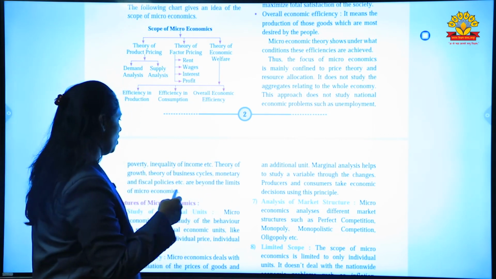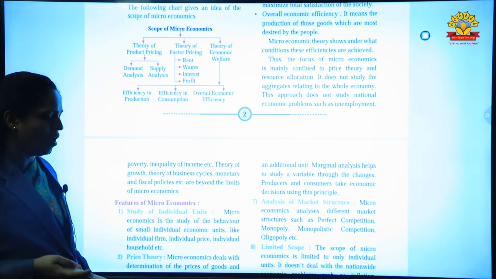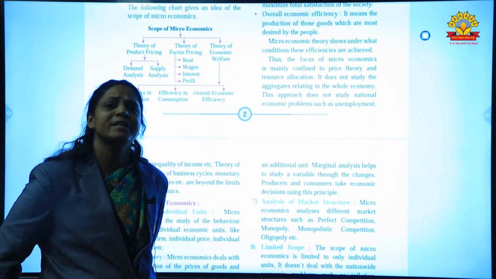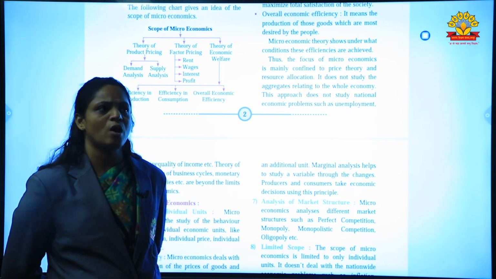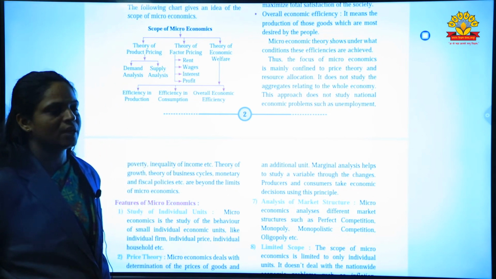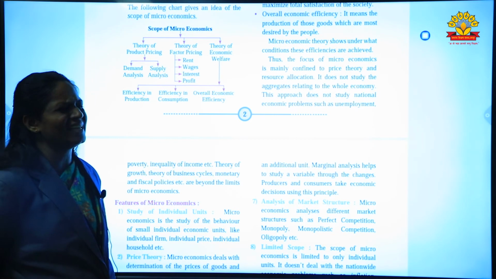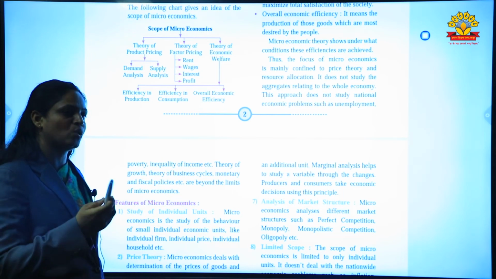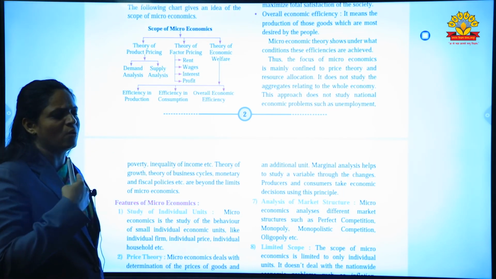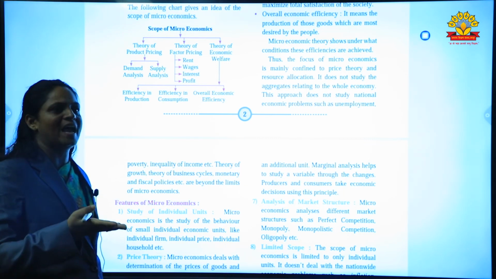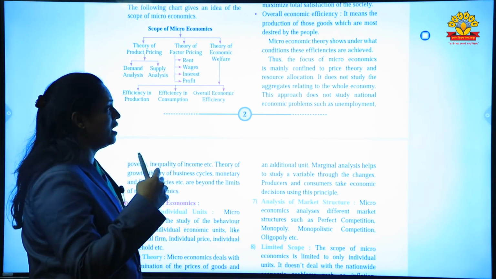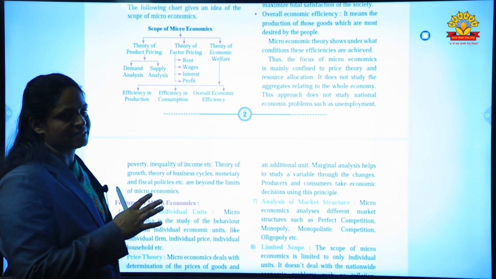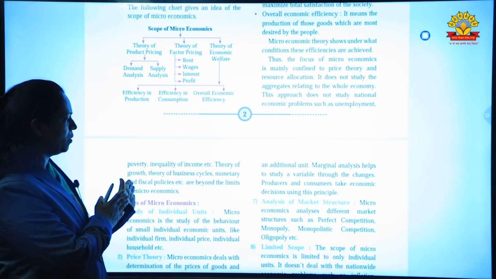Theory of growth and theory of business cycle, monetary and fiscal policy. Theory of growth is related with the production of goods and services. Theory of economic growth, how much production or service activity is performed in our economy, is not studied in microeconomics. Business cycle: in our life also, two trends are there. Sometimes we are very happy, sometimes we are very sad. Likewise, in our business there is inflation, deflation, a boom period, a depressed period, but that is not studied in microeconomics.